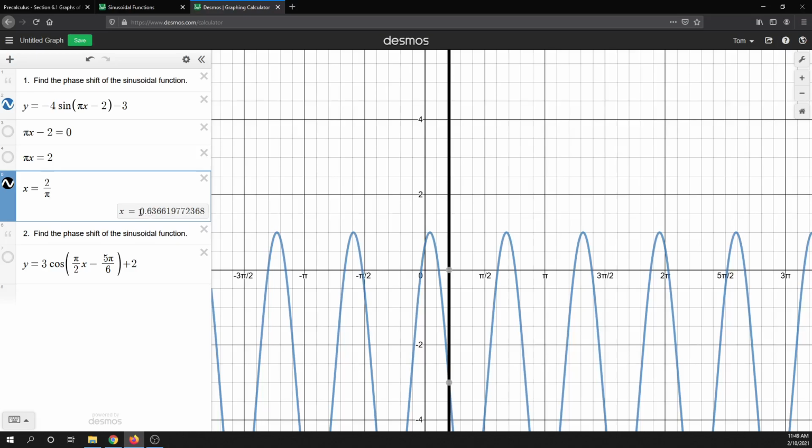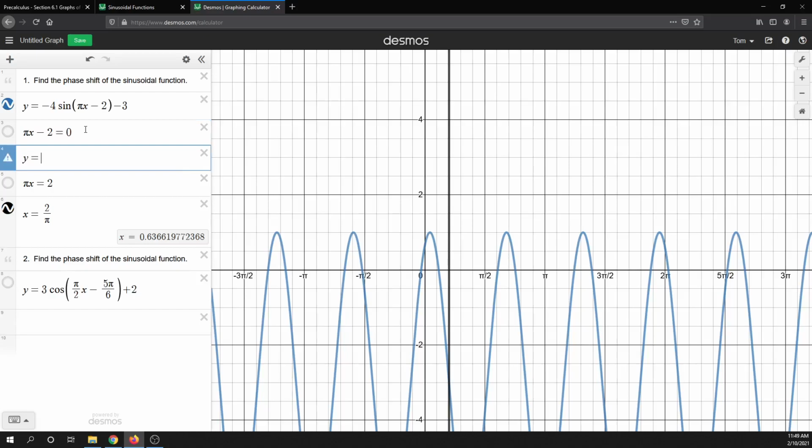In this case, it's 0.636. And that is the distance that the function has been moved to the right or to the left from another version of it. Let me graph that out for you so you can see how that would go.